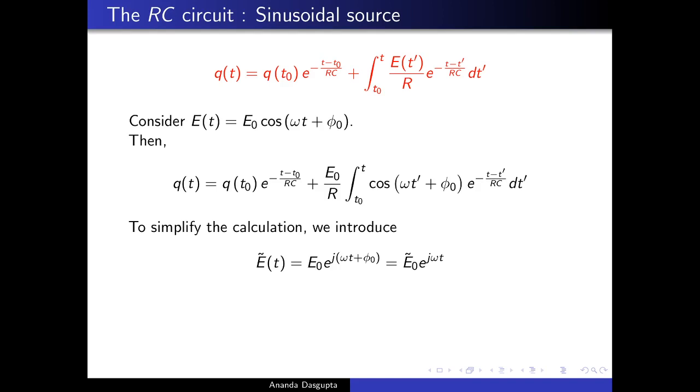What we do is, instead of our real electric field or real EMF E of t, which is E0 cos of omega t plus phi 0, we introduce a complex version of that. I'm going to call it E tilde of t, put a small twiddle or tilde on top of E to denote that we are dealing with the complex function here. And E tilde of t is going to be E0 e to the power j times omega t plus phi 0.